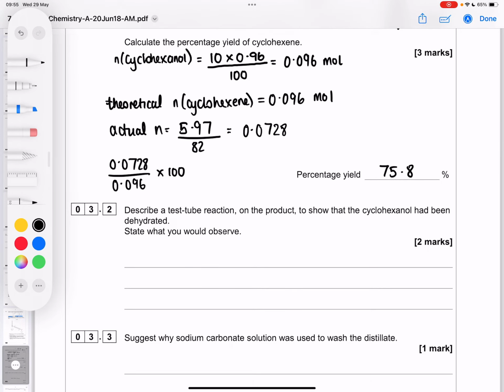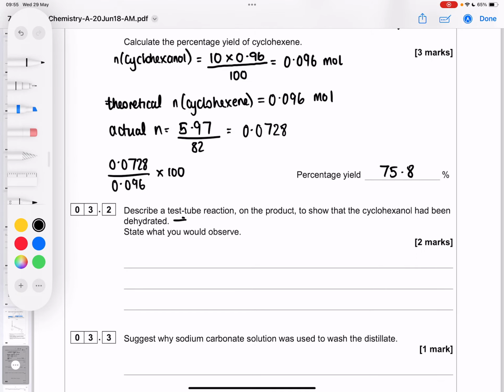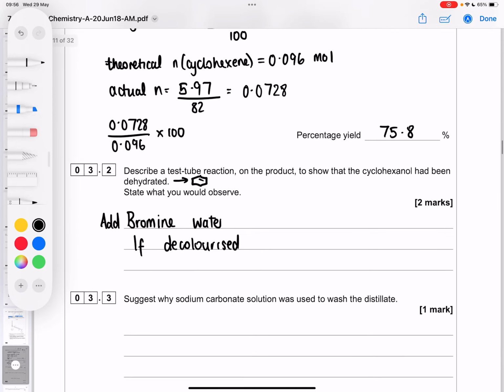Describe a test tube reaction on the product that shows it has been dehydrated. Remember that it was getting dehydrated to cyclohexene, an alkene. So we want to test for the alkene. We're going to add bromine water. If it is decolorized, or goes from orange to colourless, then cyclohexene is present.